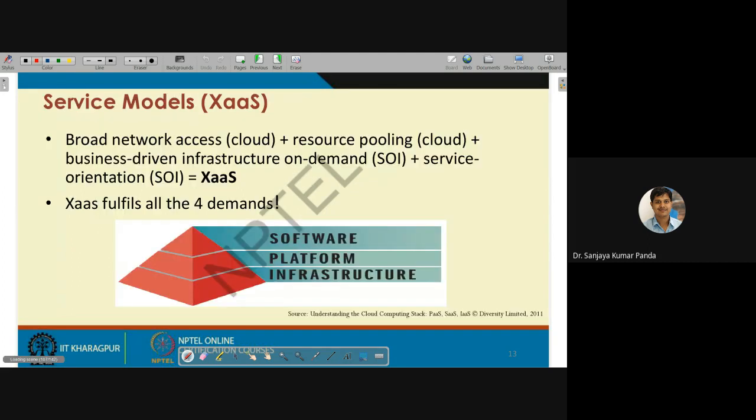So XaaS can be considered as broad network access. If you know, this is a characteristic of cloud. Cloud provides you broad network access. Can anybody tell what is the meaning of broad network access? We discussed already. What do you mean by broad network access? What are the five characteristics we have studied? Can anybody tell?